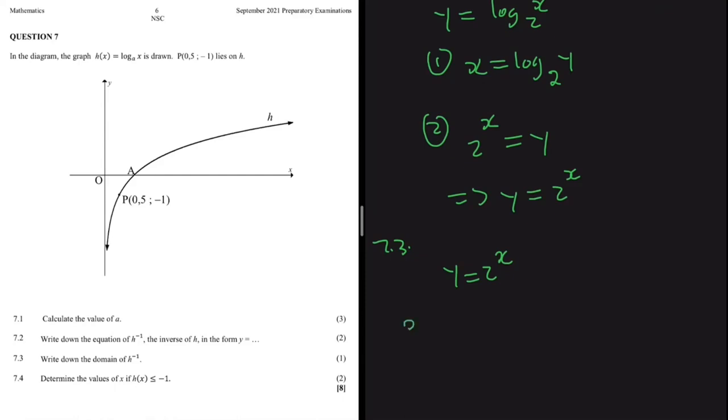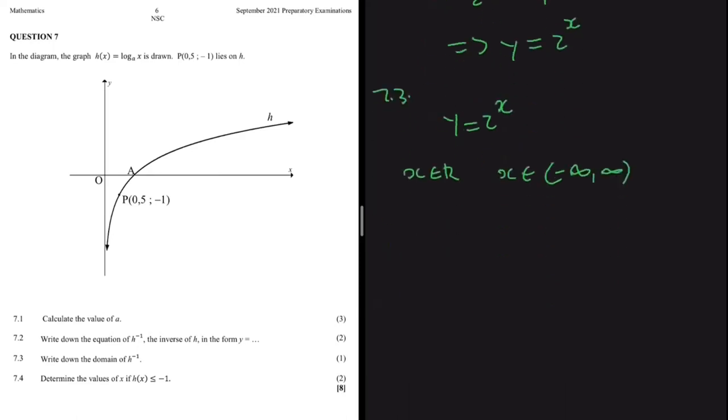Now we can say that x is an element of the real numbers. For any real number, y is defined as the inverse of h of x, or you can write it in this notation. So we're coming from minus infinity all the way to infinity, and our function h inverse would be defined.